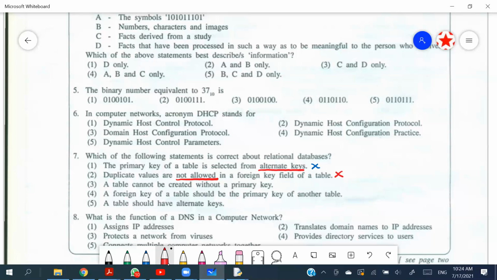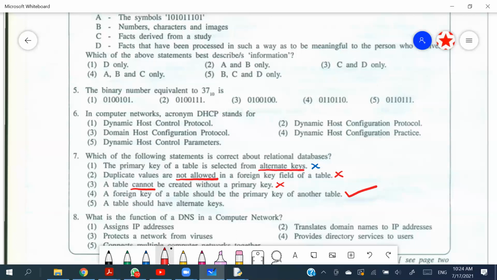So not cannot, but can be created without a primary key. So that is wrong again. A foreign key of a table should be the primary key of another table. Definitely. That is the definition of the foreign key, right? So the fourth one is the correct one.